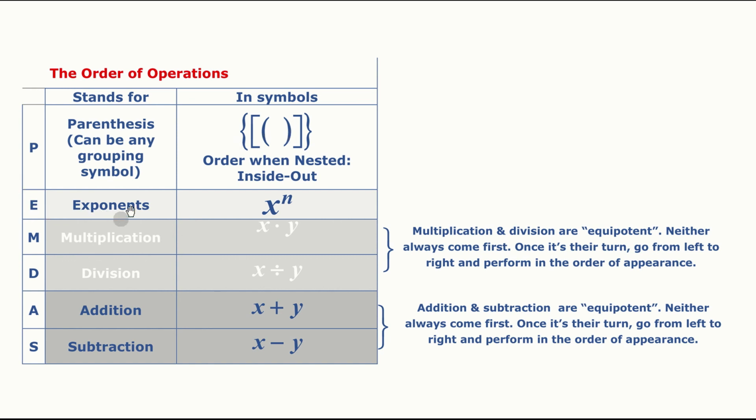Then we deal with the exponents, so we deal with any powers, and then we get to multiplication and division, which are what we call equipotent. That means neither of these always comes first. Once we get to their turn, we go from left to right and we perform whichever comes first. And when we're done with that and we're only left with addition and subtraction, the same situation. They're equipotent. That means they have the same priority level. So once it's their turn, you just go from left to right and you perform whichever comes first and move on to the next, etc., etc.